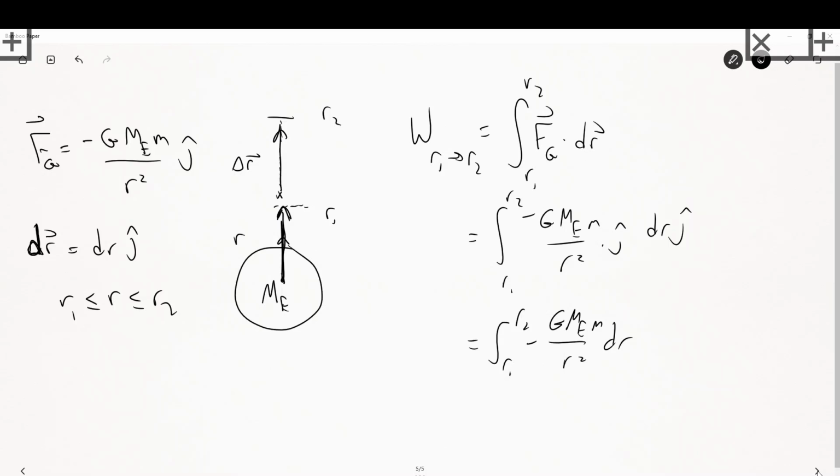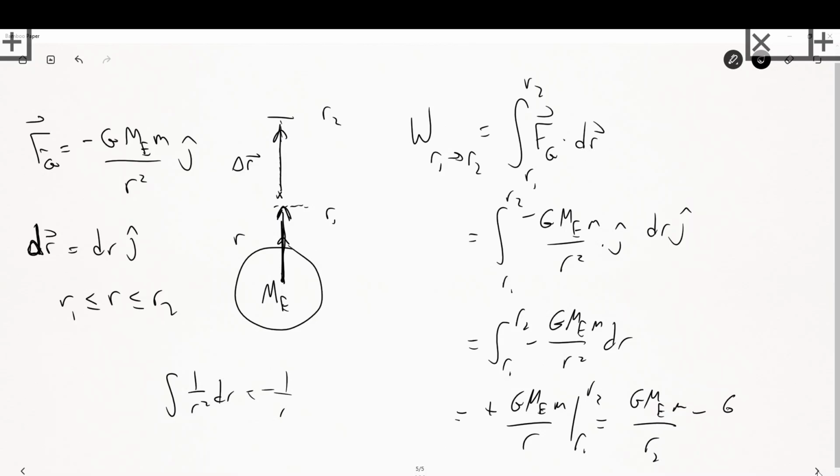The G, m_e, and m, all of those are just constants, so I can pull those out of the integral, and then I'm really just integrating 1 over r squared dr, which is negative 1 over r. So what I'll get is positive G m_e m over r from R1 to R2, which is G m_e m over R2, minus G m_e m over R1.